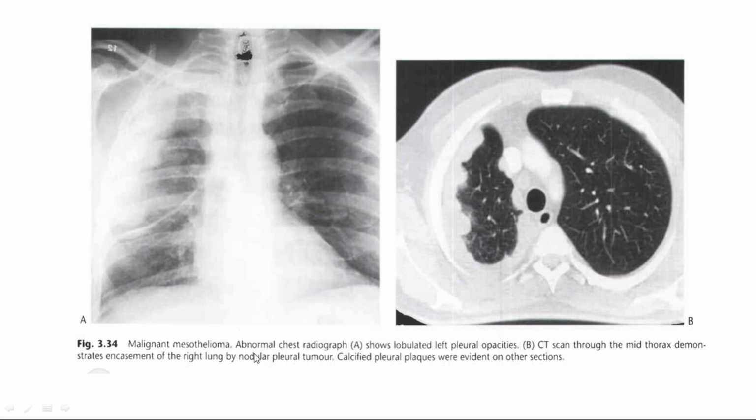This is a case of malignant mesothelioma. Here, the chest radiograph PA view showing a lobulated left pleural opacity, and a similar picture can be seen on the CT scan axial section at the mid-thoracic level, showing nodular pleural tumor. This is nodular pleural tumor seen on the right side.